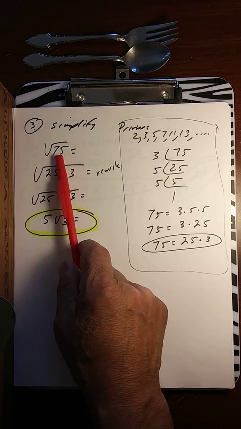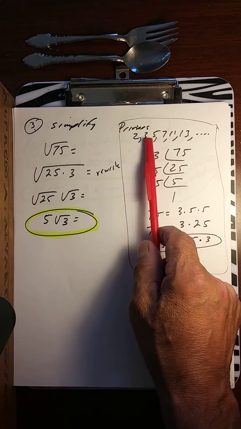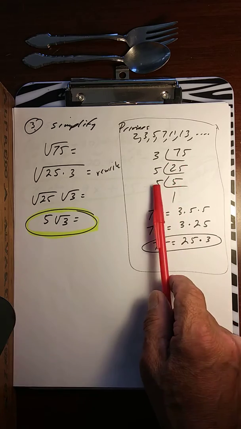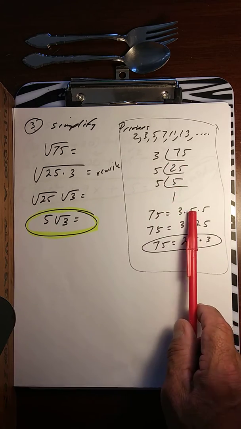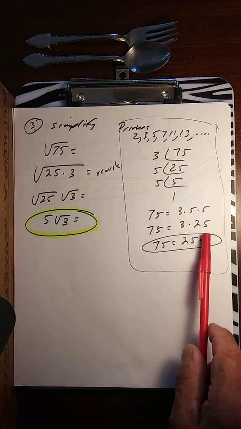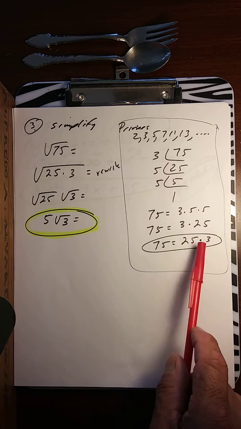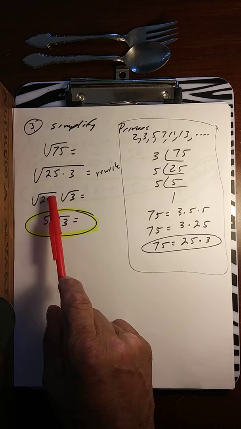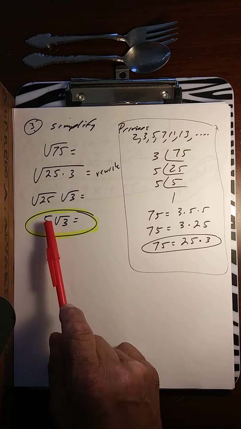Simplify this. Square root of 75. So prime numbers: 2, 3, 5, 7, 11, and so on. Divide 3 into 75 is 25. 5 into that is 5. 5 into that is 1. 75 is 3 times 5 times 5 from here. Or 75 is 3 times 25. Or 75 is 25 times 3. Replace it. This one is 25 times 3. Square root of 25, square root of 3. Square root of 25 is 5. So you have 5 square root of 3.